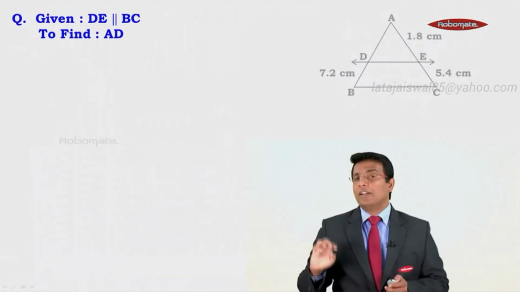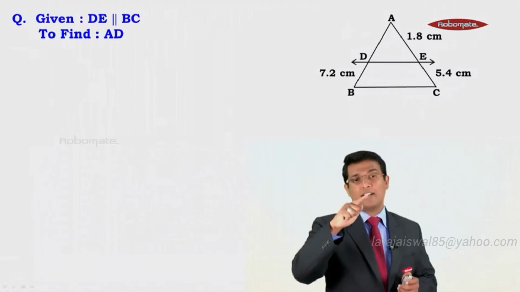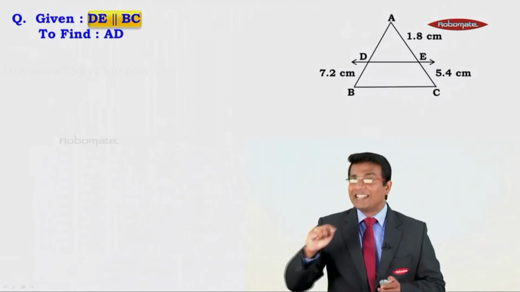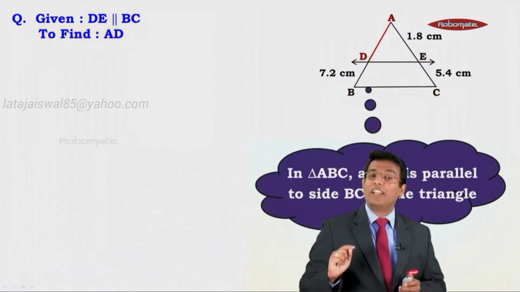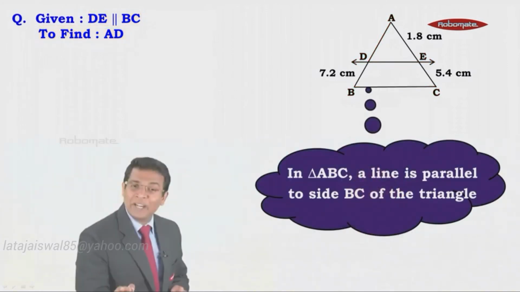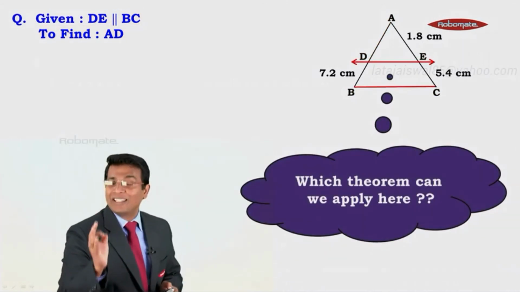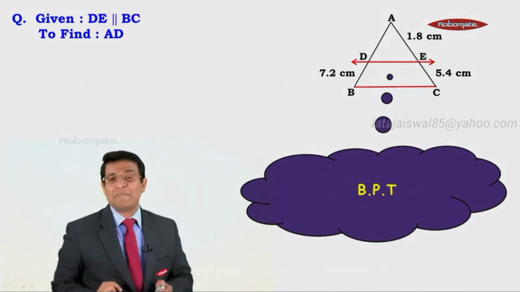Again, we have here that DE is parallel to BC and we need to find the length of AD. We have information in the figure. Let's see the same one. We have DE parallel to BC. We need to find the length of AD. The first question is, in this triangle, we have a line parallel to side BC of a triangle. So which theorem can we apply here? Yes, it is nothing but BPT.